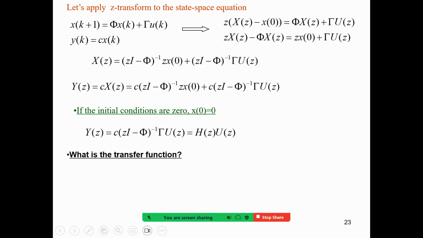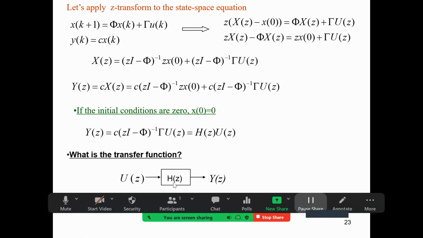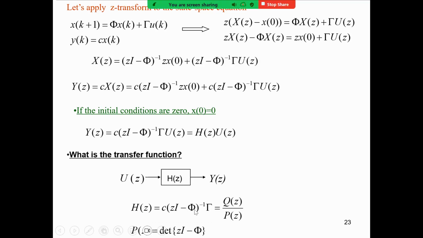What is the transfer function? Here, this is the one we define as the transfer function. From the state space model, this is the one you can get the transfer function. Of course, there are some special cases where this answer may not be correct, right? If you use this formula, you get a transfer function, and if the transfer function has no common poles and zeros, that will be the correct answer. If the transfer function has common poles and zeros, then you have to check.